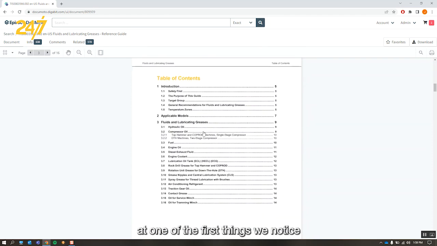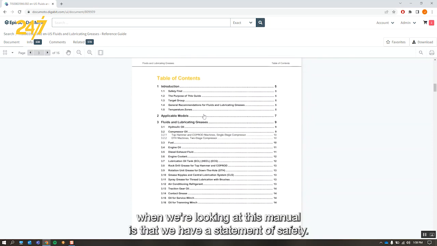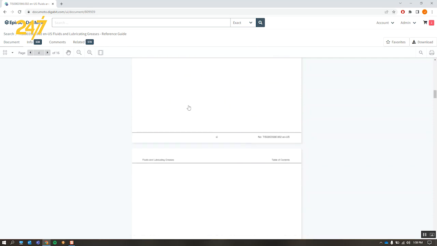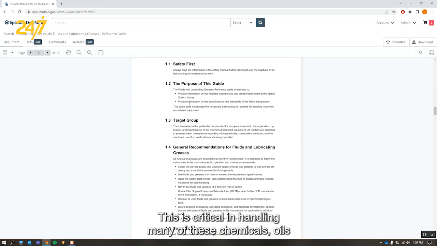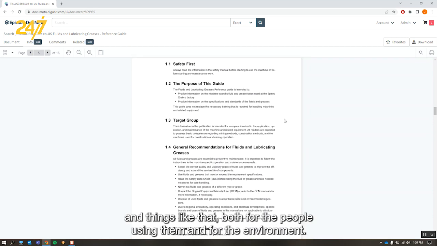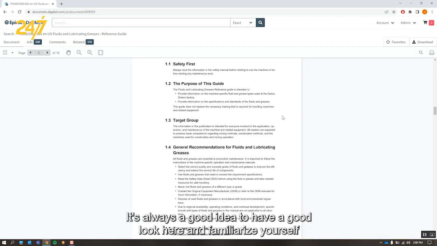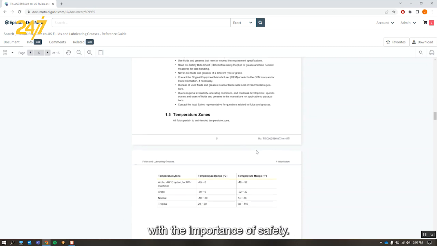One of the first things we notice when we're looking at this manual is that we have a statement of safety. This is critical in handling many of these chemicals, oils, and things like that, both for the people using them and for the environment. It's always a good idea to have a good look here and familiarize yourself with the importance of safety.